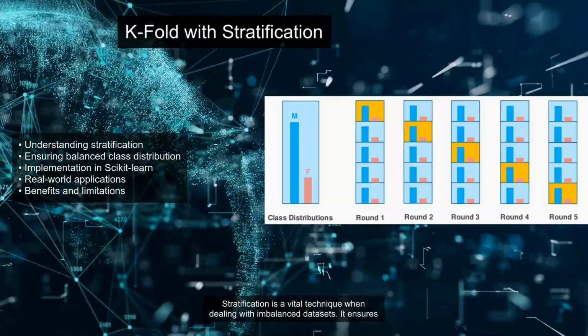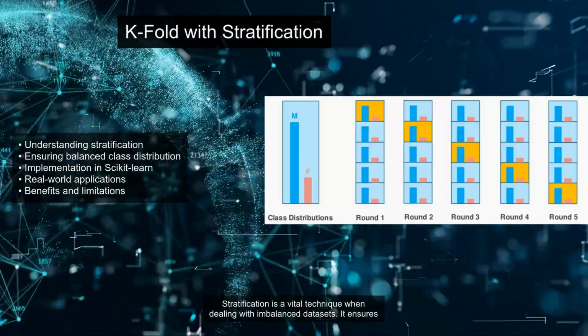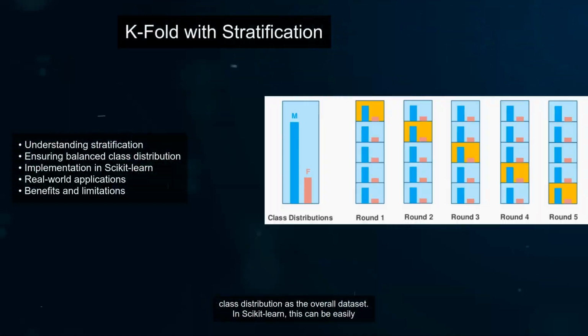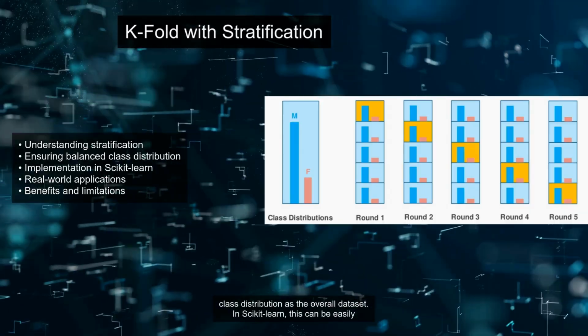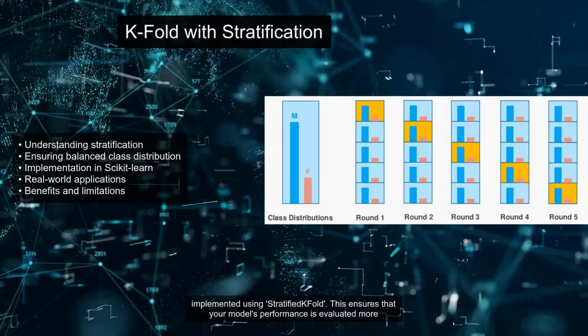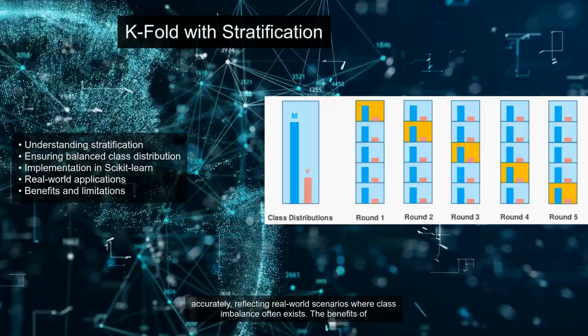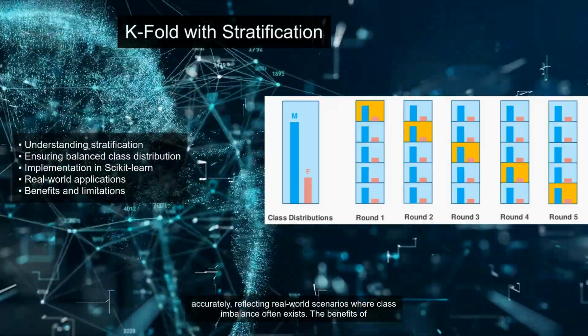Stratification is a vital technique when dealing with imbalanced datasets. It ensures that each fold in the k-fold cross-validation process maintains the same class distribution as the overall dataset. In Scikit-learn, this can be easily implemented using StratifiedKFold. This ensures that your model's performance is evaluated more accurately, reflecting real-world scenarios where class imbalance often exists.